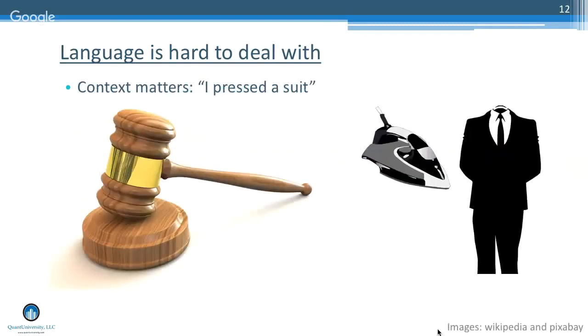Context is sort of the same thing in terms of what you are referring to. Often there's assumed context, right? So when you read "I pressed the suit," even if I know you're a lawyer, did you press it before or after going to work? Right, it would mean different things.